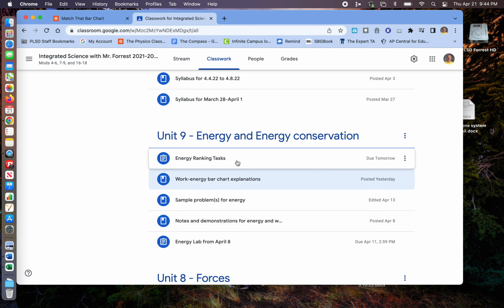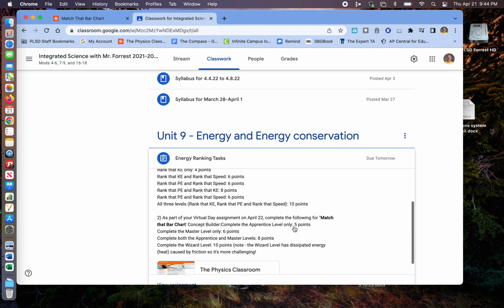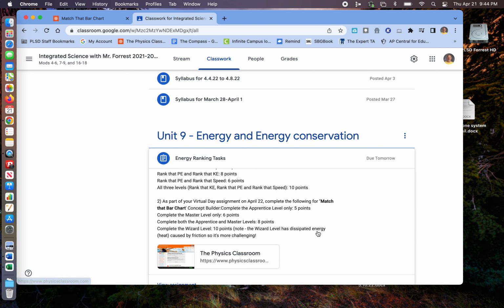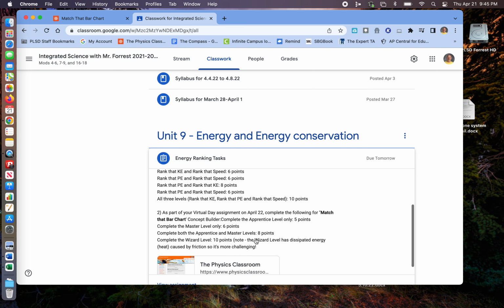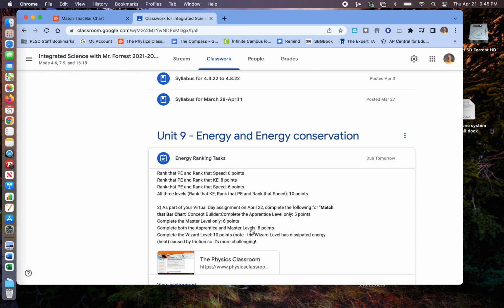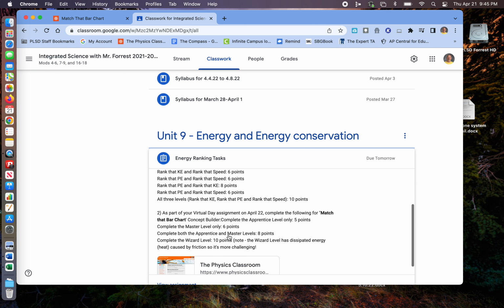The energy ranking tasks are two concept builders that I'm going to ask that you do on the Physics Classroom. So there's your link to the Physics Classroom. Please read this. This is how I'll score the points. It doesn't always show up like that on the Physics Classroom because it's a little snarky for me how to get the points. But read this carefully. That'll be how I end up scoring it.